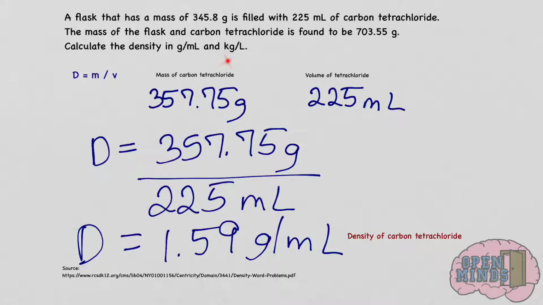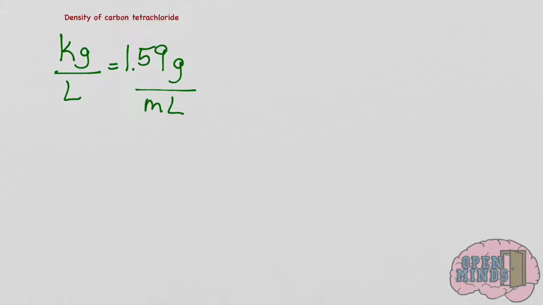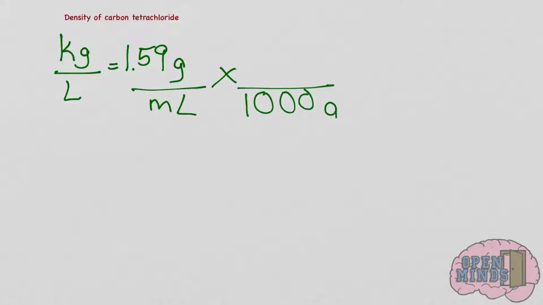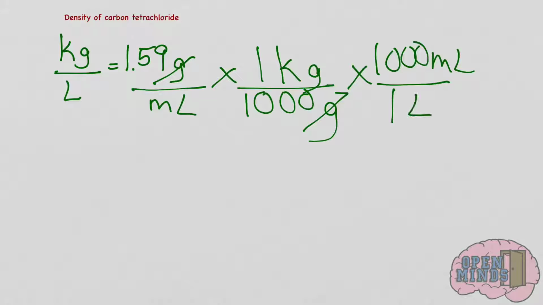Remember, the problem also states to calculate the density in kilograms per liter. We will convert the density of carbon tetrachloride in grams per mL to kilograms per liter. Starting with grams to kilograms, there are 1,000 grams in 1 kilogram, and the grams cancel, and we have kilograms on top, which is what we want. Next, we'll convert milliliters to liters, and there are 1,000 milliliters in 1 liter. The milliliters cancel, and we're left with liters on bottom, which is what we want.